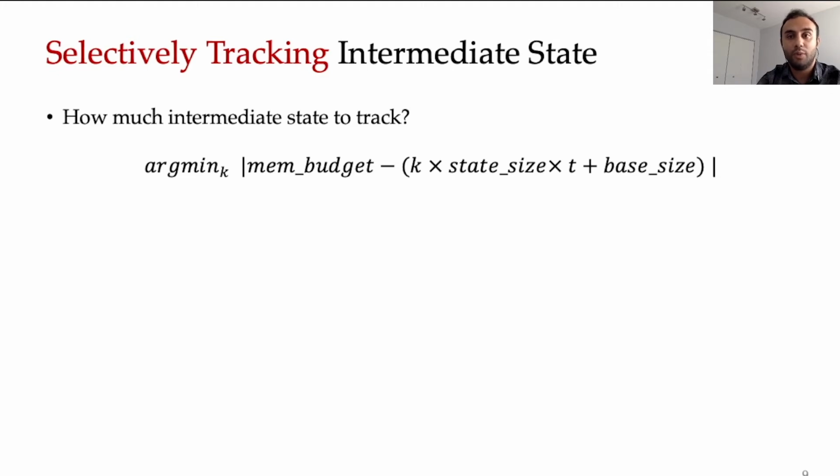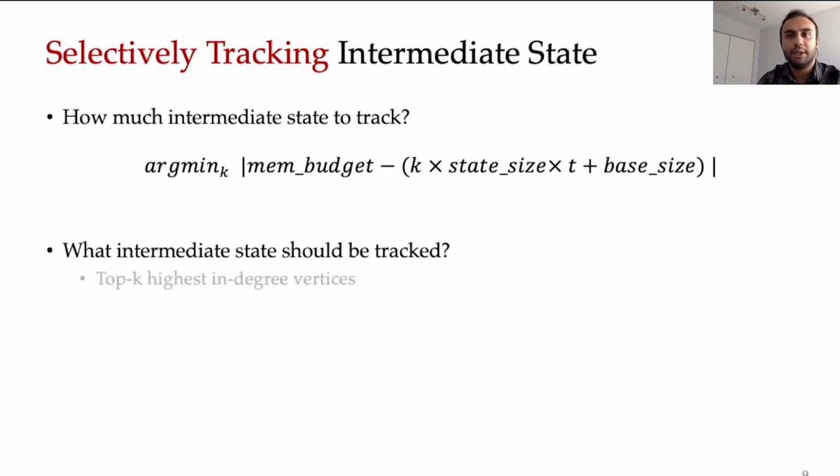Now that we know how much intermediate state should be tracked, the next question is, for which specific vertices should the tracking be enabled? This can be answered easily by identifying which vertices demand the most computation. As we already know, high in-degree vertices require more computation because more values get propagated to them. So, when their intermediate states are available, only changes in values will be propagated to them, which will drastically reduce their computation. Hence, we track the intermediate state for the highest in-degree vertices.